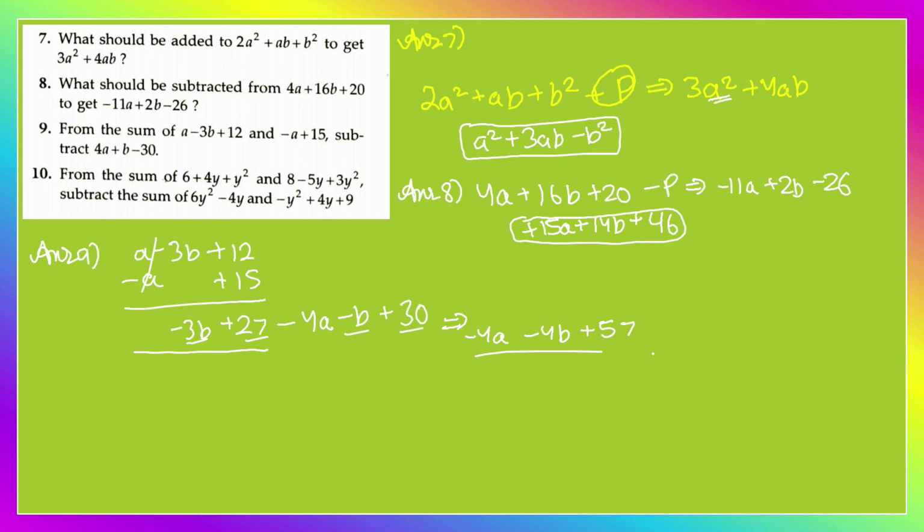And question number 10, it is also pretty easy. You have to first of all add 6 plus 4y plus y square and 8 minus 5y plus 3y square. First of all add them. Then you add 6y square minus 4y and minus y square plus 4y plus 9. And then subtract this second sum from the first sum. That is, it is type of question 9 only.